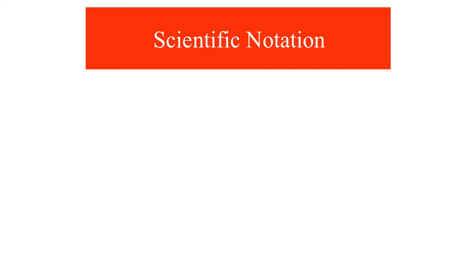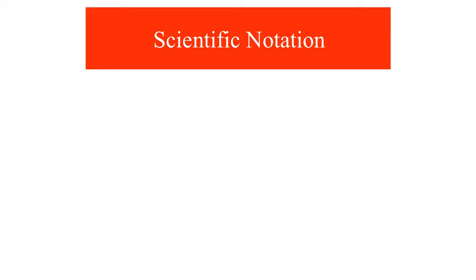Today we'll be working with scientific notation. Scientific notation is a way to write very large numbers or very small numbers. Scientists find that scientific notation is more efficient and convenient for them to write numbers because they're usually dealing with very microscopic sizes or very exponential numbers.